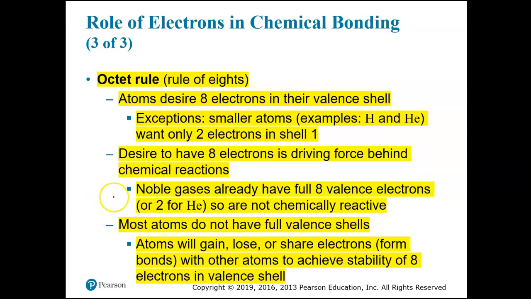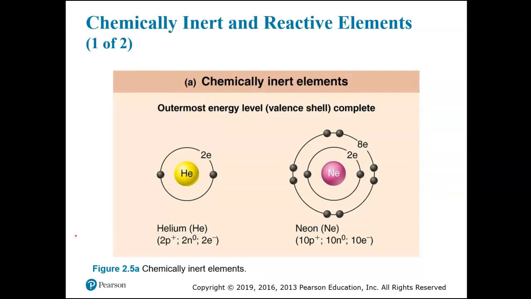The noble gases, like helium, already have a full outer shell, so they don't participate in chemical reactions. But most atoms do not have full or complete valence shells. So what they're going to do is they are either going to gain, lose, or share electrons with other atoms in order to achieve 8 valence shell electrons, which will make them chemically stable.